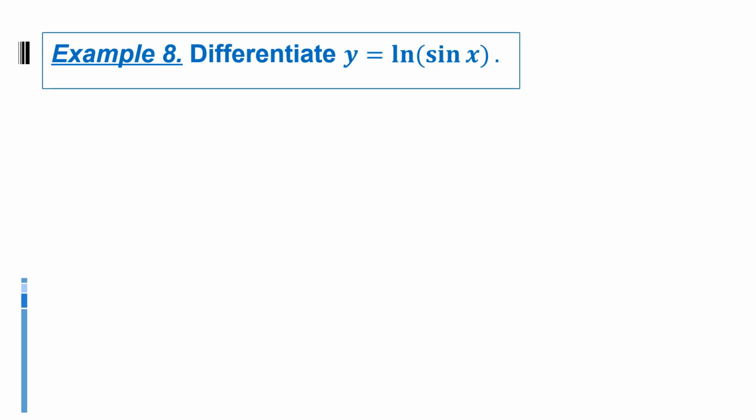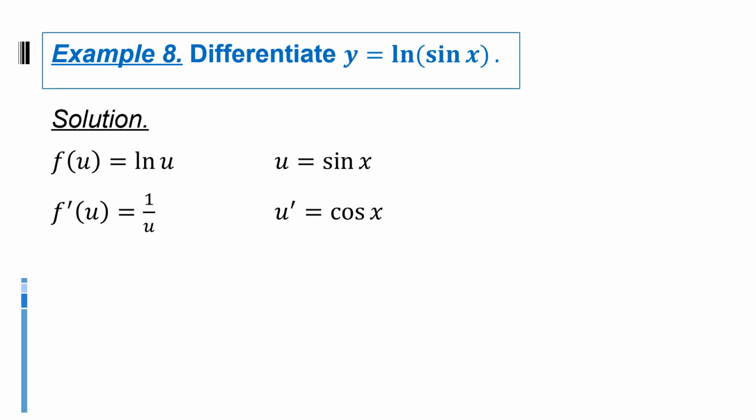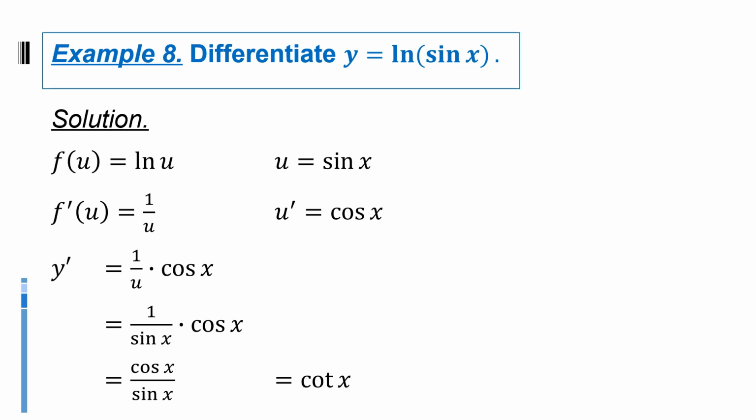Differentiate y equals ln of sine x. So our f of u here is ln u with a derivative of 1 over u, and our u is sine x with a derivative of cosine x. Therefore, by chain rule, y prime now is equal to 1 over u times cosine x, or that is 1 over sine x times cosine x, or cosine x over sine x, or simply, that's the cotangent x.